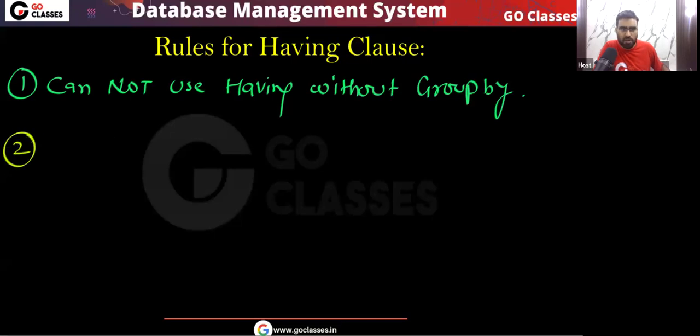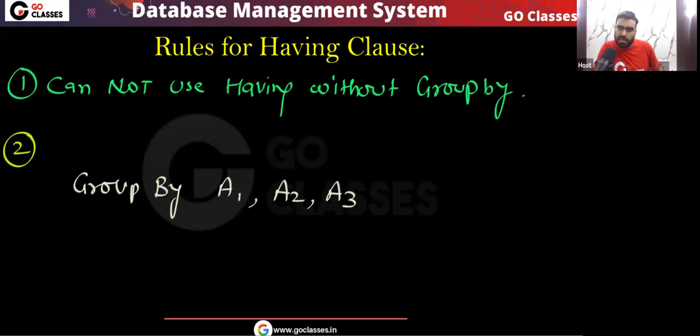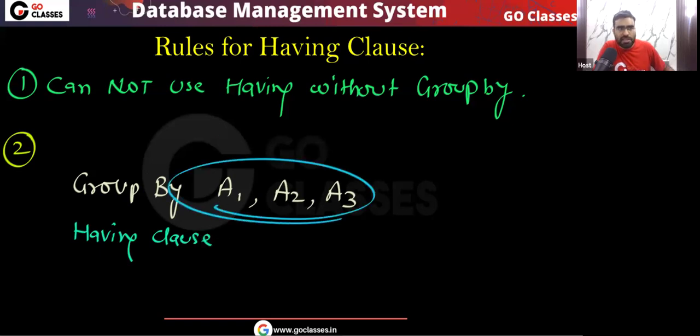The second point, what can you have in the having clause? So let me tell you. See, in the group by clause, you have attributes. For example, let's assume you have A1, A2, A3. Let's assume these attributes you have. Then remember, in the having clause, what can you write? In the having clause, a subset of these attributes you can write.